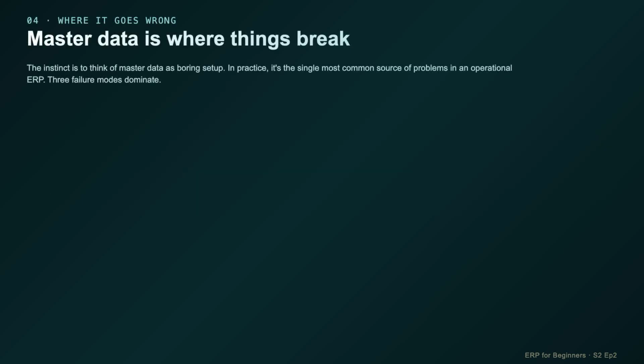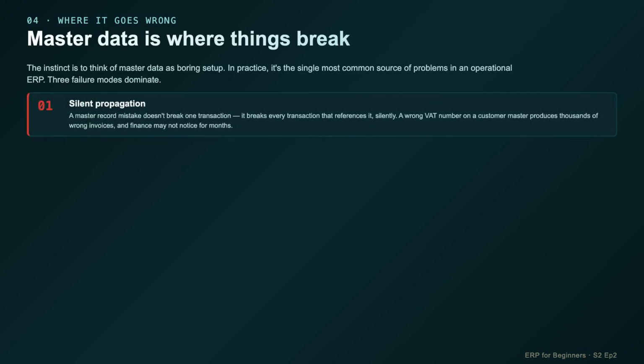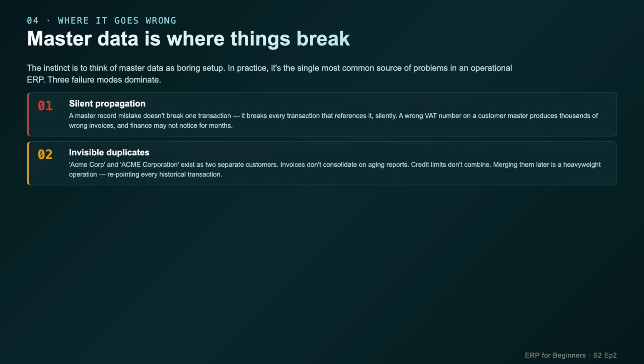The instinct is to think of master data as boring setup work. In practice, it's the single most common source of problems in an operational ERP. Three failure modes dominate. Silent propagation. A wrong VAT number on a customer master produces thousands of wrong invoices, and finance may not notice for months.